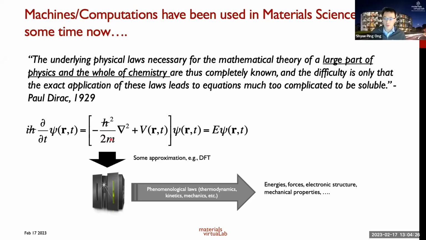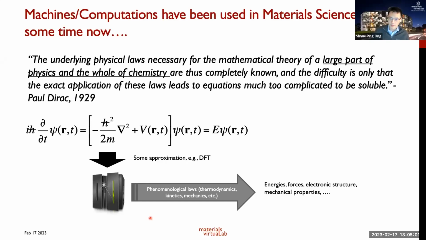Today we can already do computations fairly easily, using various material software, including those made by Material Square. You take this Schrödinger equation, and you usually use some approximation, for example, density functional theory. You plug it into a computer, and after applying maybe some phenomenological laws like thermodynamics or kinetics or mechanical equations, what you come out with are material properties, right? Things like energies, forces, electronic structure, mechanical properties.